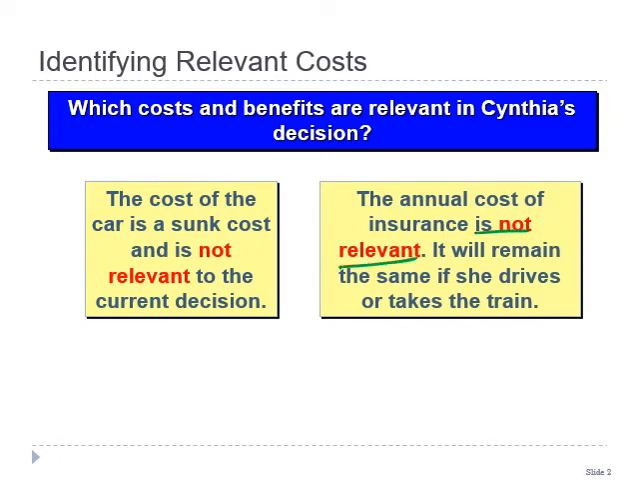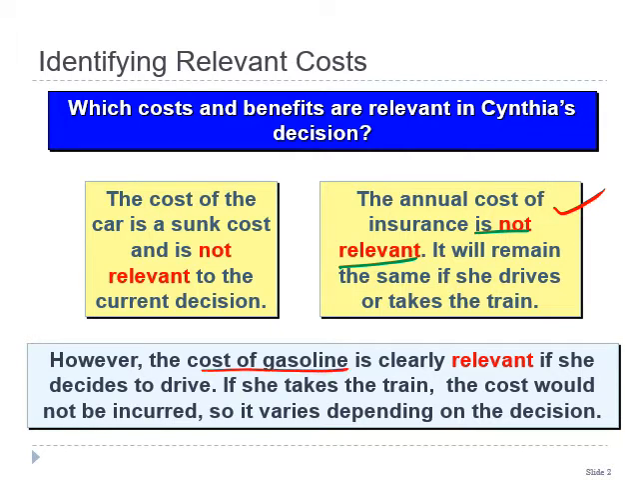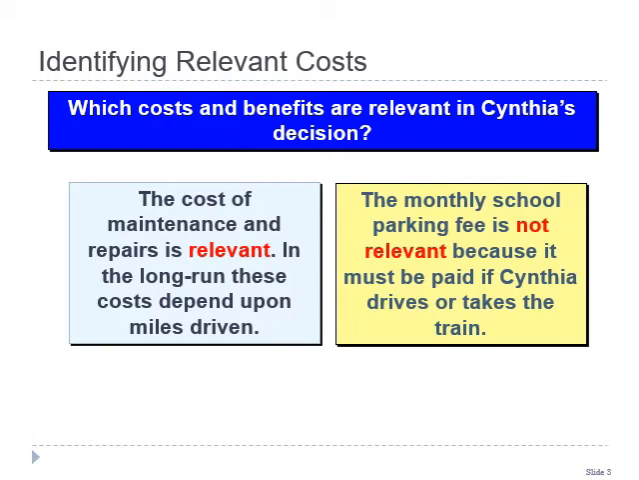And the annual cost of insurance is not relevant as well. In either case, train or car, she already paid the insurance at the start of the year. So this cost is also not relevant, right? However, the cost of gasoline is clearly relevant because she can avoid it by traveling by train, right? If she takes the train, the cost would not be incurred, so it varies depending on the decision as well. Let's move on. The cost of maintenance and repairs is relevant because it is given on a per mile basis. If you are not driving the car, you are going by train, you can save those maintenance costs. So in the long run, these costs depend upon miles driven.